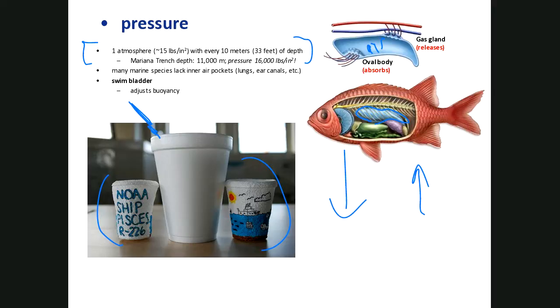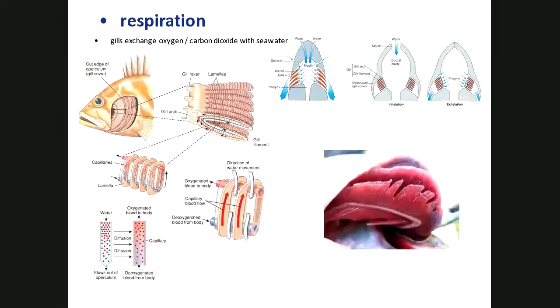Now, it works by being connected to the bloodstream. This thing called the oval body absorbs the air, and when it wants to remove the air, the gas gland releases the air. And the mechanism by which it does that, Mother Nature, she's so brilliant. She doesn't make things the same way twice. It's another countercurrent system. It does essentially, on the physics level, work exactly like what's going on in the gills.